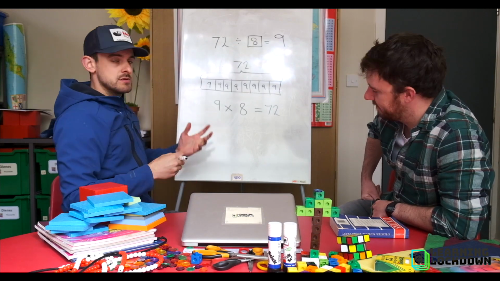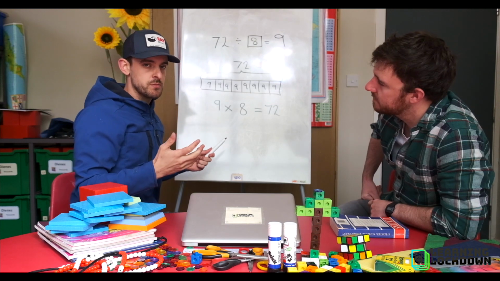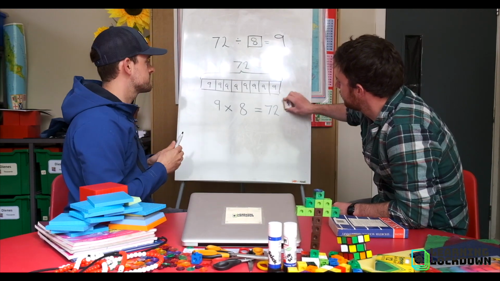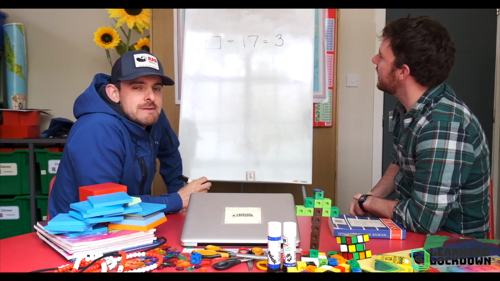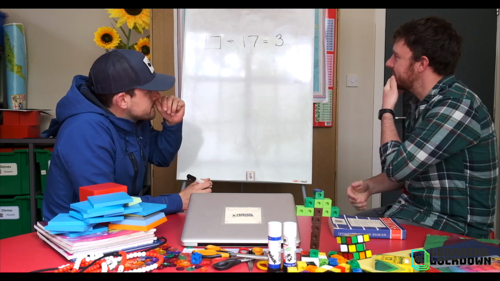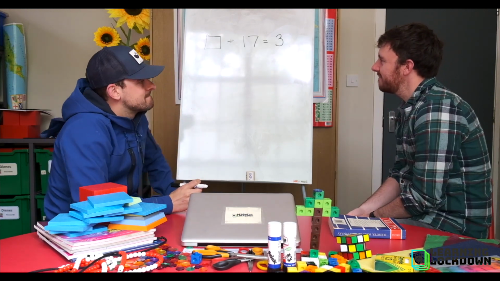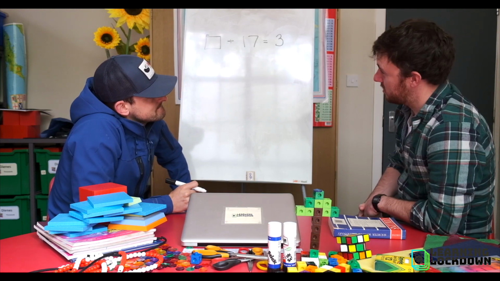Now, that is a nice way of demonstrating how your times table knowledge can help you solve a division problem. But let's say the numbers are bigger. The same concept works. We have got something divided by 17 equals 3. Something divided by 17 equals 3. Well, we're going to have to do that bar model to help me picture this.